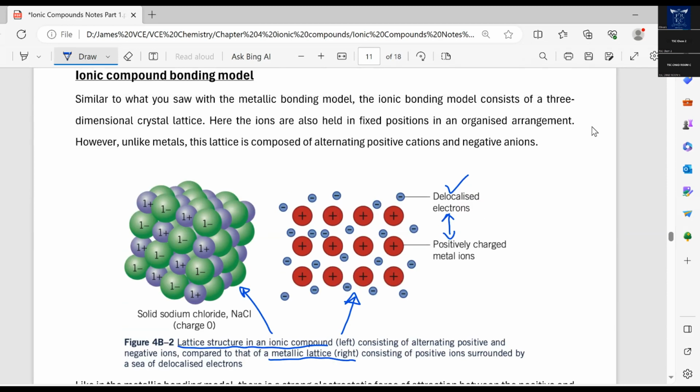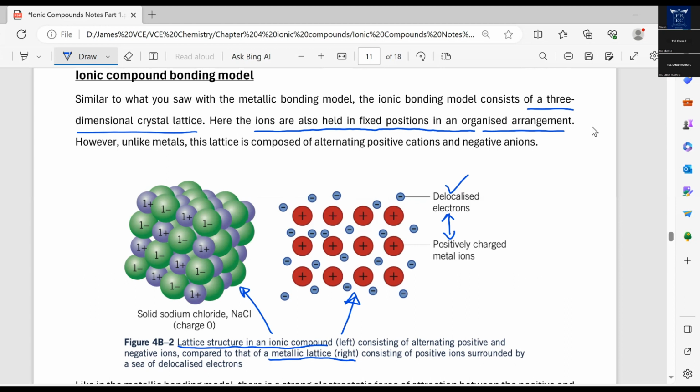So for the ionic bonding model, it must be a three-dimensional crystalline structure. One thing you need to take note of about these terms: ions are also held in a fixed position in an organized arrangement. Sometimes they use regular arrangement. They can use either regular arrangement or organized arrangement. This is composed of ions, but there are no free electrons.